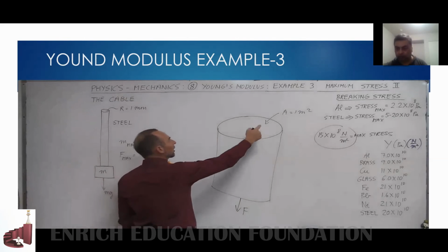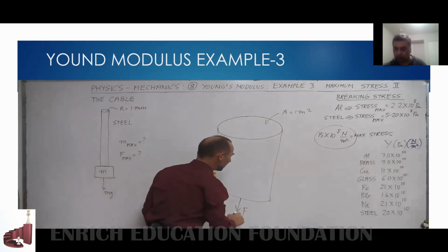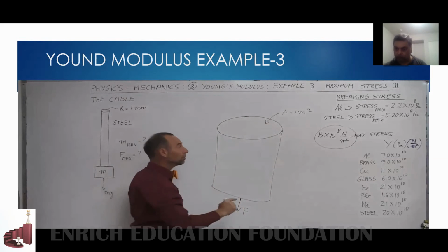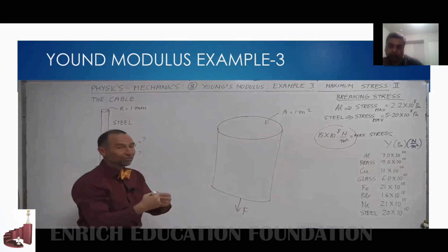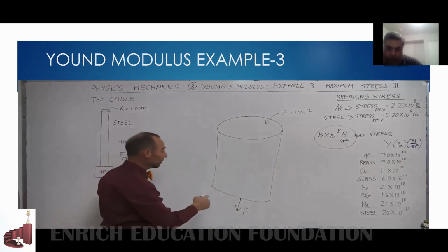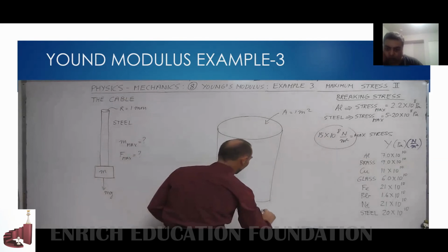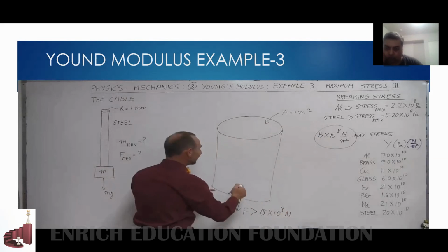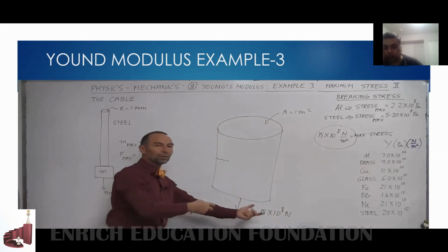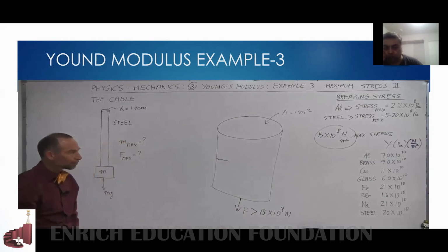And so if we then unitize the cross-section area to 1 square meter, the maximum force that we can apply would be 15 times 10 to the 8 newtons, because it's defined by per square meter. So if this exceeds 15 times 10 to the 8 newtons, then the cable would break, and whatever you hang from the cable would then fall down.